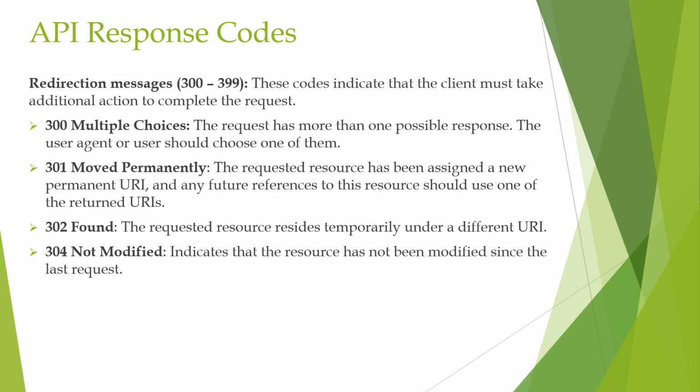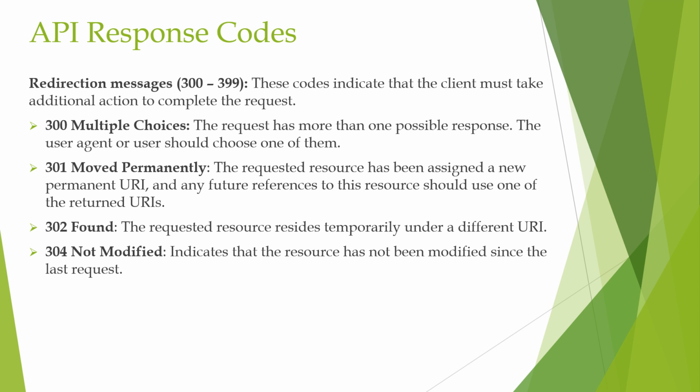Which means one request has more than one possible response. Next is 301. It stands for moved permanently. This status code indicates that the URL of the requested resource has been changed permanently, and the new URL is given as the response.